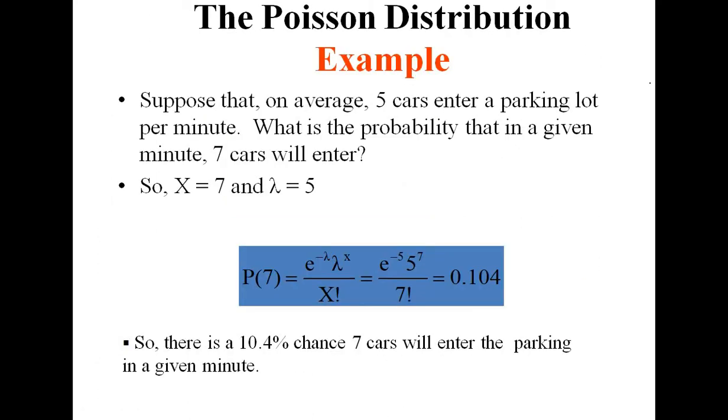So now we move on to the example. Suppose that an average of 5 cars enter a parking lot per minute. Since we have a time frame per minute, what is the probability that in a given minute 7 cars will enter? So meaning that now x equal to 7, lambda equal to 5, because the keyword here is average. Average how many? 5 cars. So average 5 cars, lambda equal to 5.